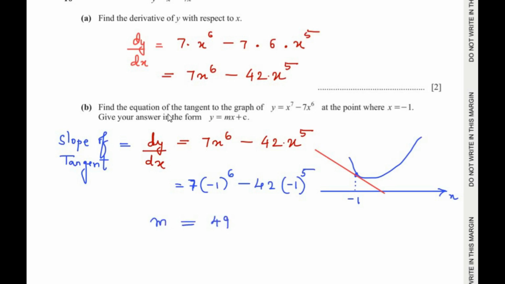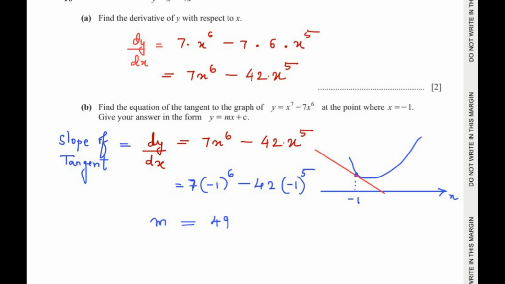Now since we need to find the equation of the tangent, we have the value of m as 49 and we have the value of x as negative 1. Now let us try to find the value of y by using this equation. We are simply going to plug in the value of x equal to negative 1 in this equation and get the value of y as well.